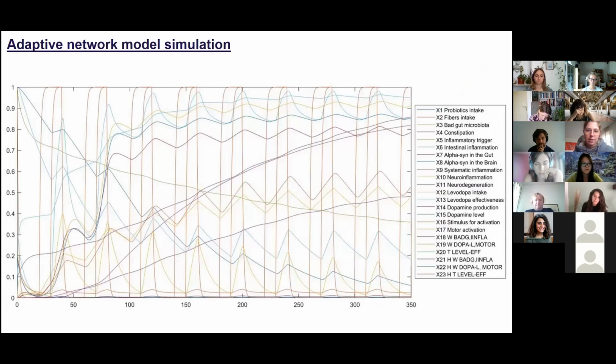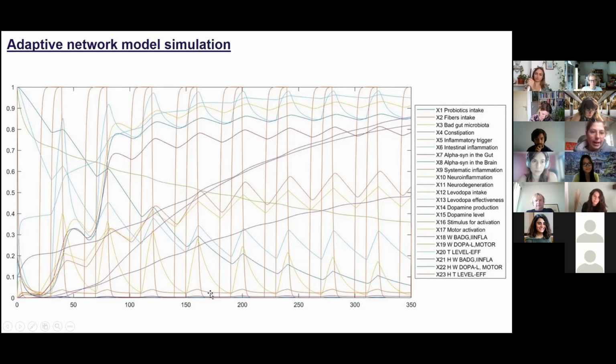So in this graph, you can see the simulation of the active network model. On the right-hand side, we gave you the legend with all the different states and the colors. We can see that we demonstrated our hypothesis with the alpha-synuclein that is increasing in the gut through bad inflammatory triggers and a bad gut microbiota, and then the motor activation will decrease over time, which is our outcome.